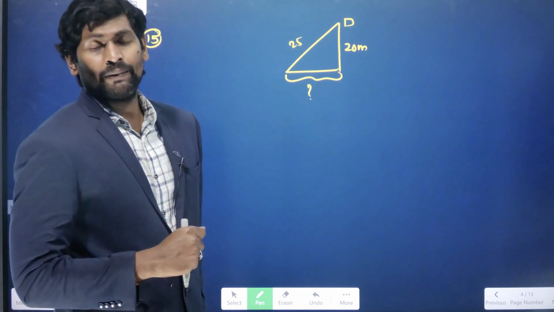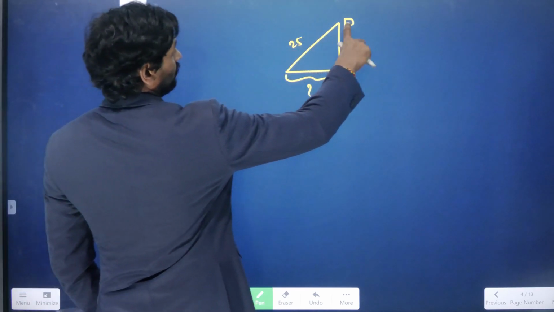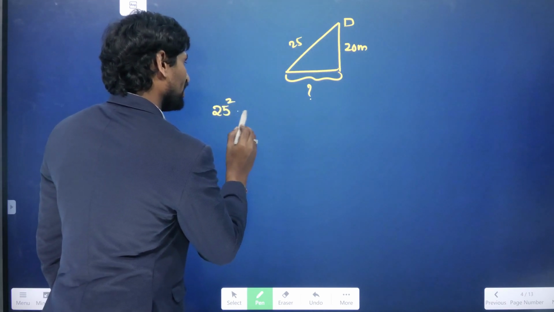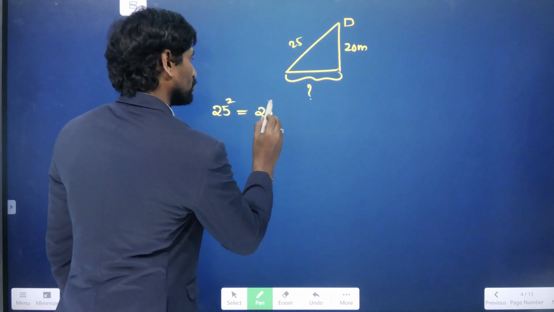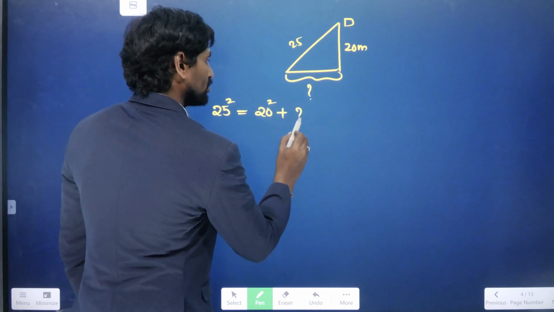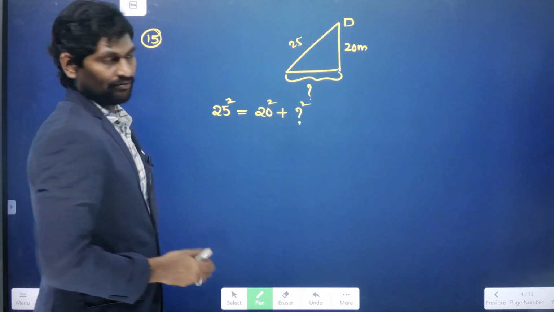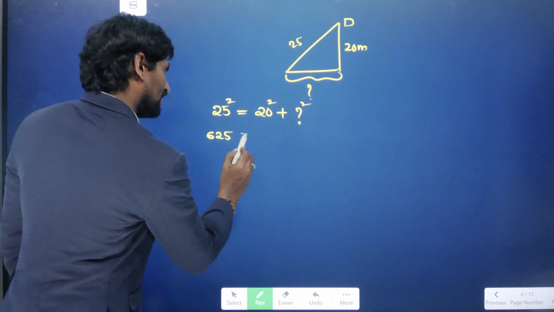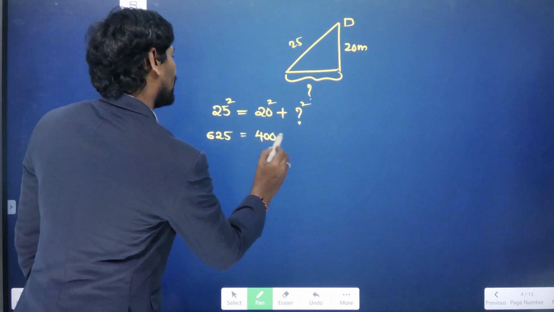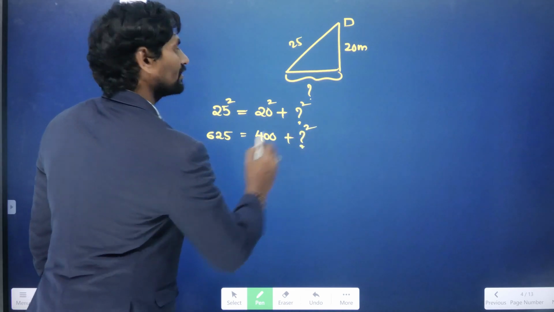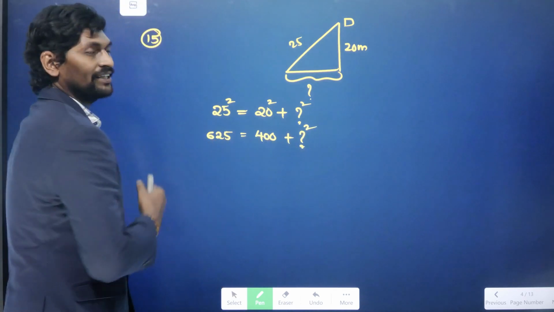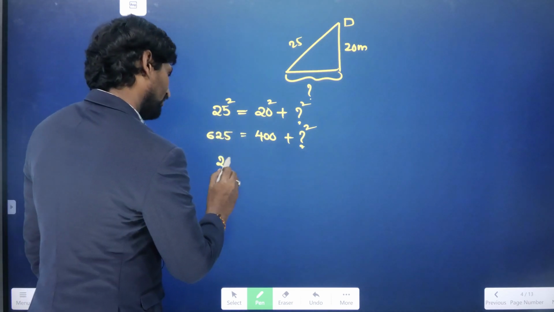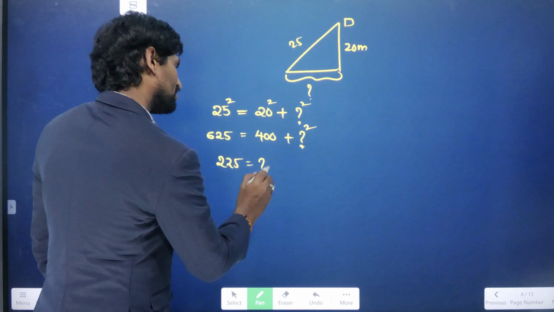Again we are using the Pythagoras theorem. Hypotenuse square is equal to side square plus side square. So the hypotenuse is 25, so 25 square equals side 20 square plus the other side, which is the question mark. We need to find this value. 25 squared is 625, equal to 20 squared, 400, plus question mark square. Bring 400 to this side, minus 400. 625 minus 400 is 225. 225 is the question mark square.